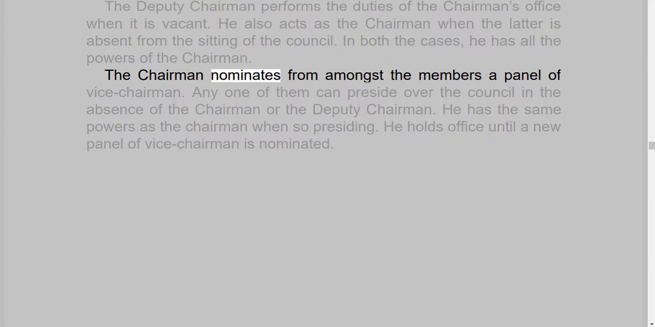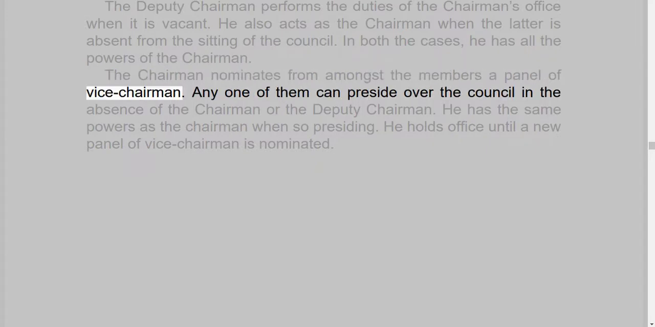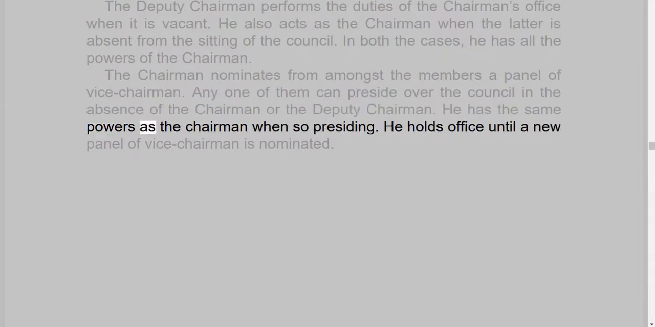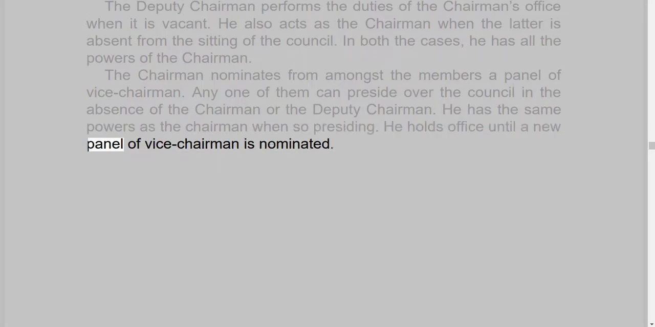The chairman nominates from amongst the members a panel of vice chairmen. Any one of them can preside over the council in the absence of the chairman or the deputy chairman. He has the same powers as the chairman when so presiding. He holds office until a new panel of vice chairmen is nominated.